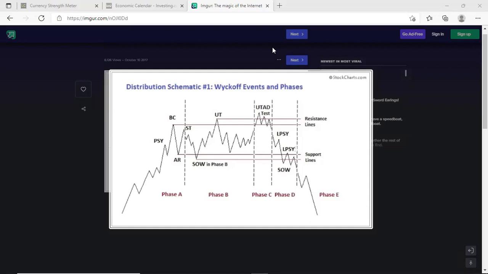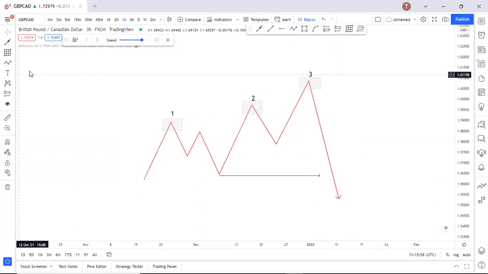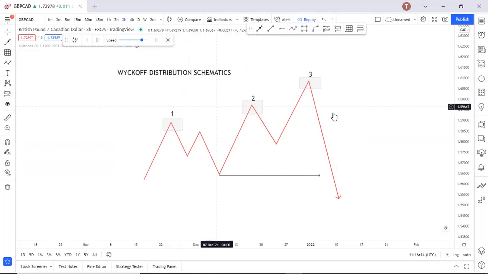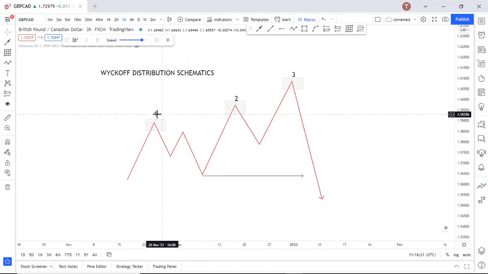So now for Wyckoff distribution schematics. These schematics are used to find sells in the market. Okay, it's used to take sell trades in the market, and all you need is just three: one, two, three. That's all you need.